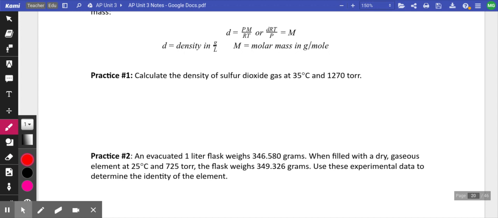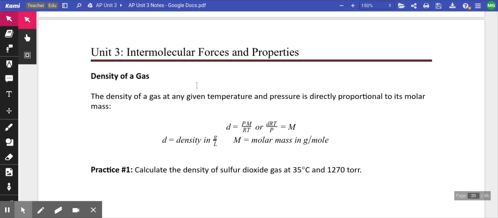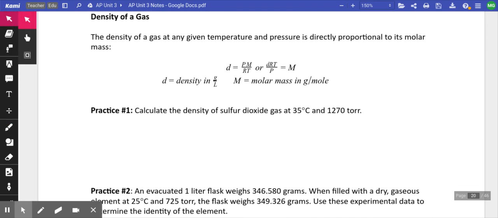Hi everyone. So today we're going to be finishing up with our notes on Unit 3, Lesson 5. We're picking up on page 20 here, and we're starting with the density of a gas. Remember, we've been talking about our gas laws. This is a new equation that we're learning this year, and it shows that the density of a gas at any given temperature and pressure is directly proportional to its molar mass.